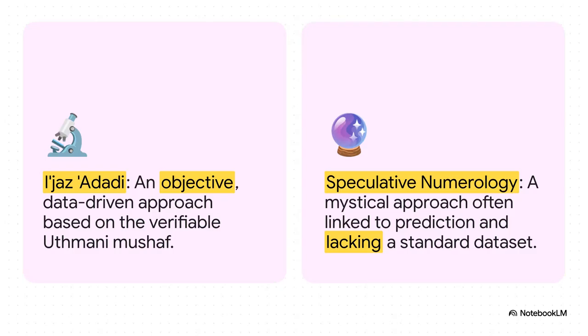What we're talking about is not the same as speculative numerology. Ijaz adadi is presented as a much more scientific approach. It's all based on a standard objective dataset, the Uthmani text of the Quran, and it uses calculations that anyone can repeat. The goal isn't to make mystical predictions, but to find patterns that, according to the authors, actually help bridge the gap between logical thinking and faith.